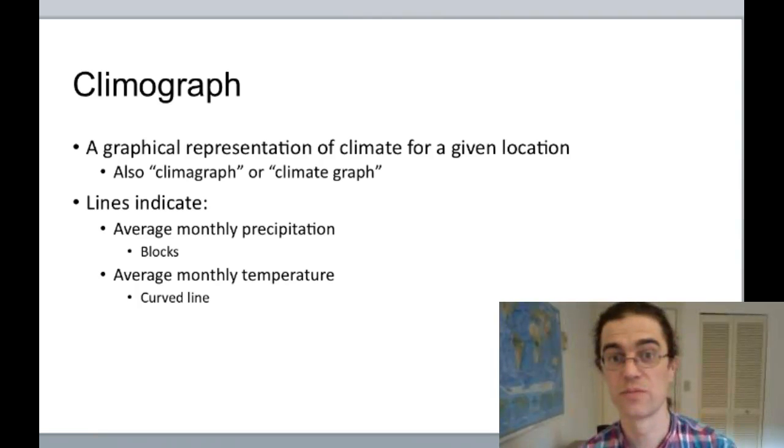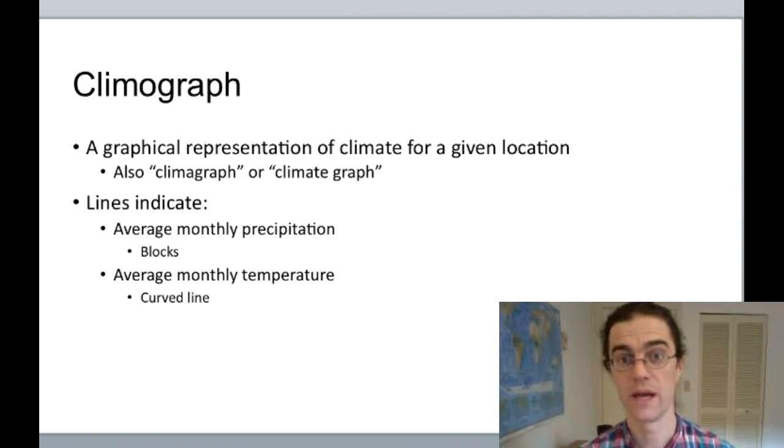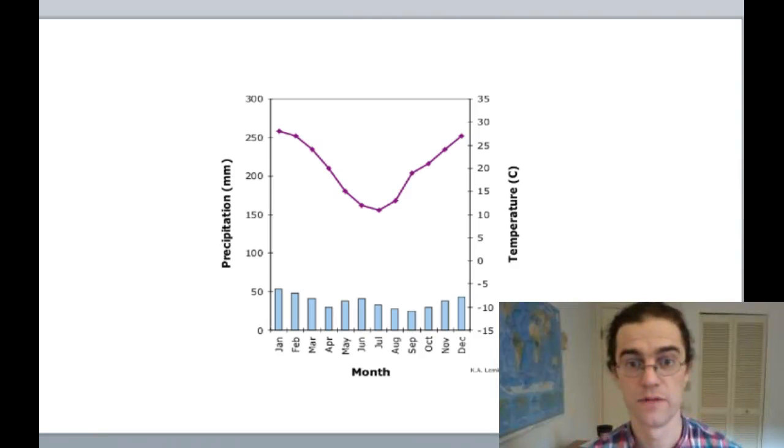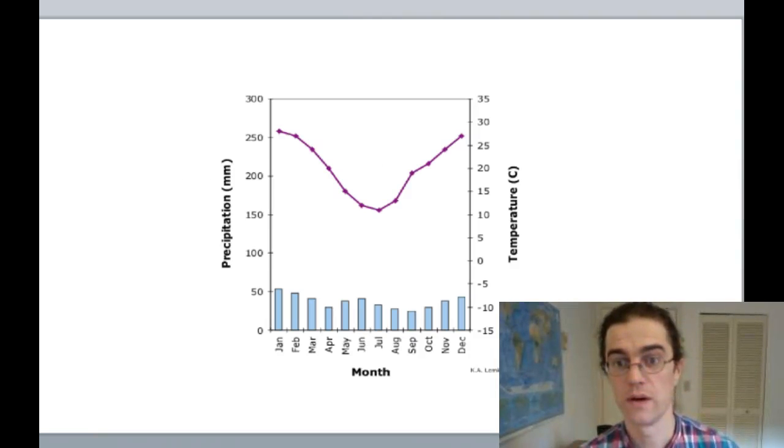Okay, so it can also be spelled climograph, with an O in the middle instead of the A, or you might hear climate graph, but we're going to go with the more common climograph. And the lines indicate average monthly precipitation and average monthly temperature, blocks versus curved line. And this is what we're working with here.